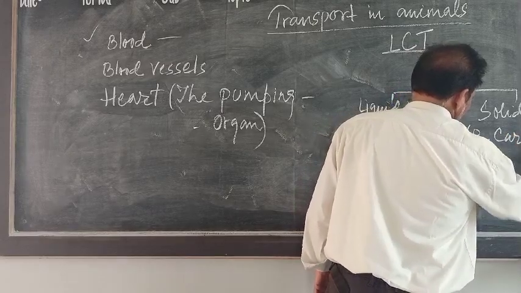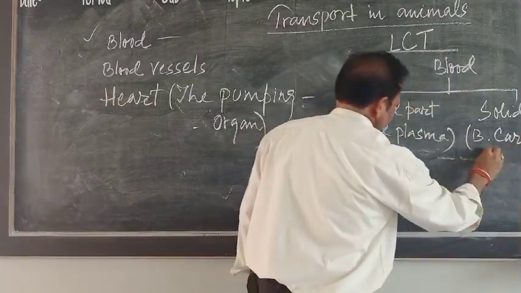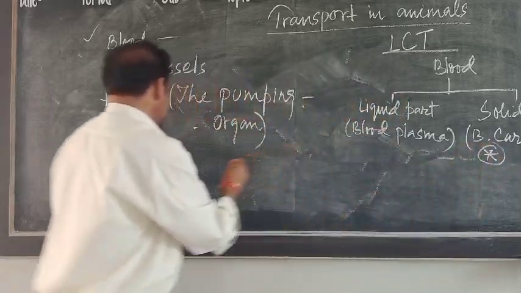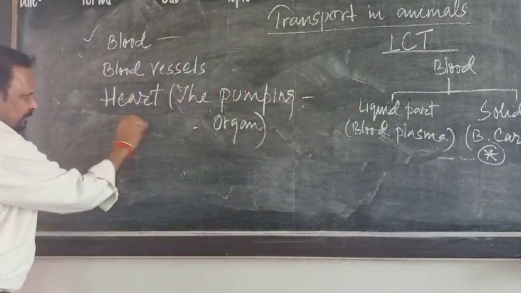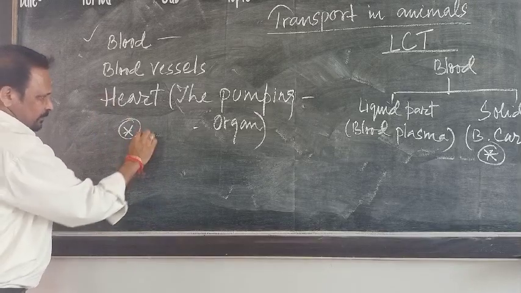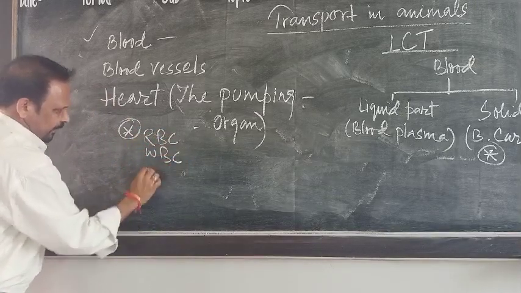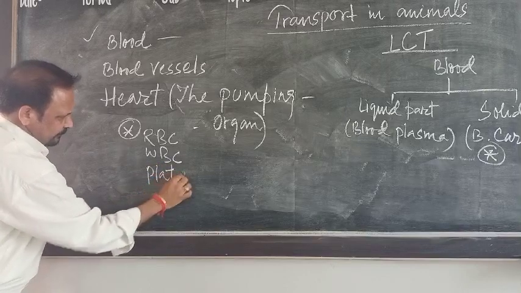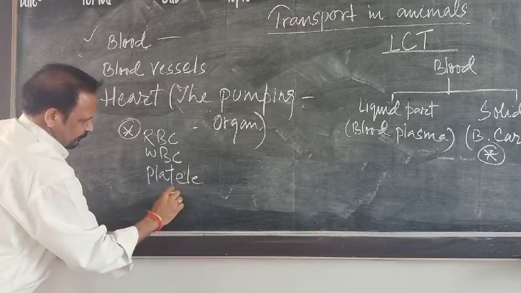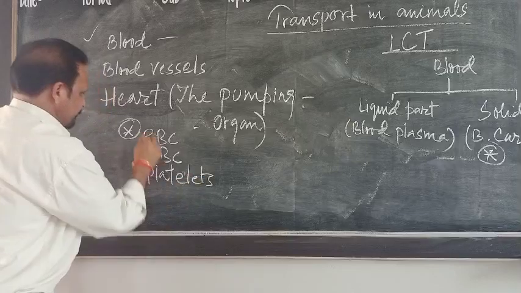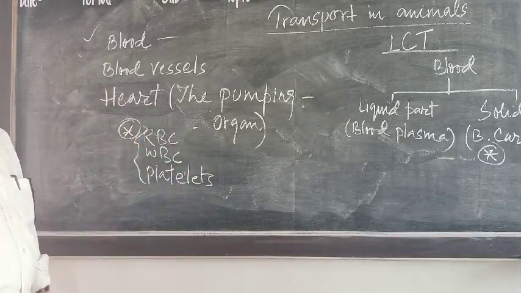This solid part of blood is known as blood corpuscles. These blood corpuscles are of three types: RBC, WBC, and platelets. This is the solid part of blood.